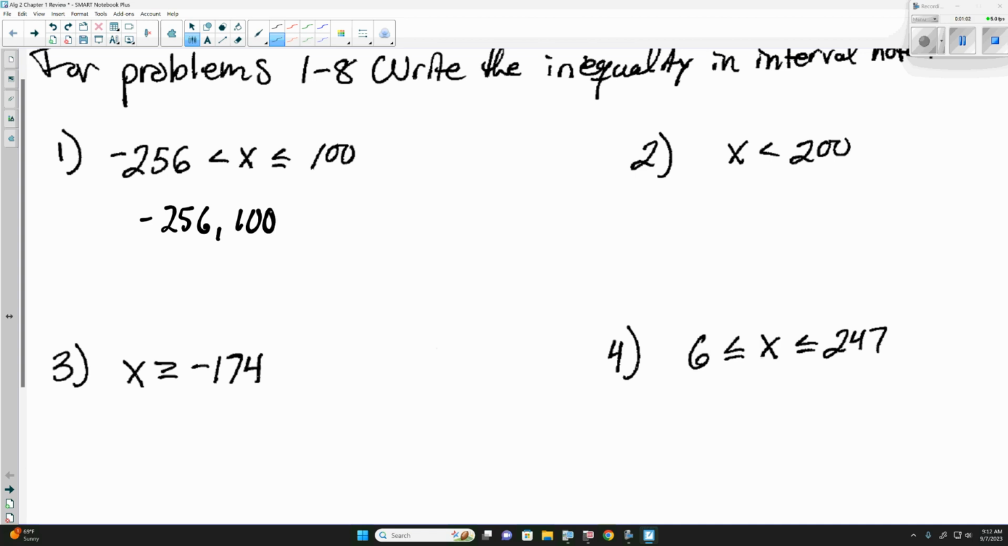If it's included, it's a bracket. If it's not equal to, not included, it is a parenthesis. Because x was not less than or equal to negative 256, it's a parenthesis since it's just less than. Since it is less than or equal to 100, we have a bracket. So we get this here.